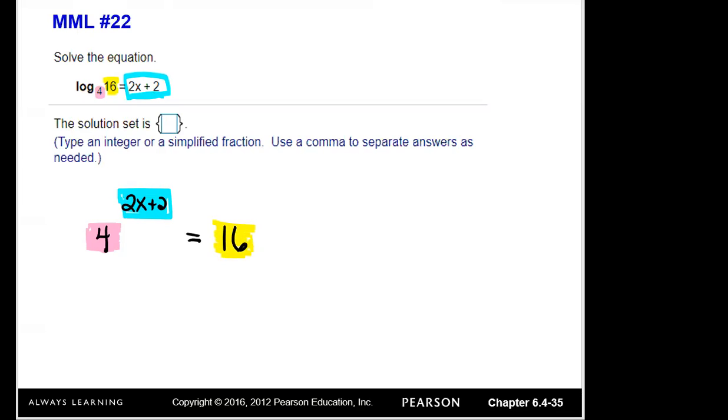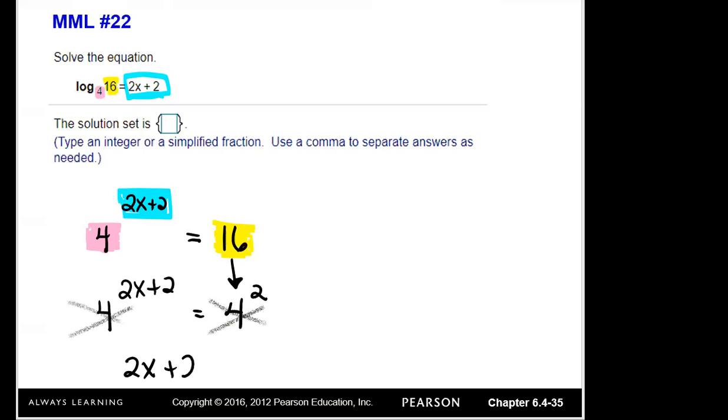Now, in order to solve this, I have to go back to the section from two ago where we solved exponential equations. I can make the bases the same because 16 is actually 4 squared. So 4 raised to the 2x plus 2 is going to equal, and I'm going to change my 16 to a 4 squared. And now I can just drop the bases of 4 and just take the 2x plus 2 and set it equal to the other exponent of 2. And then of course, go to town, start solving.